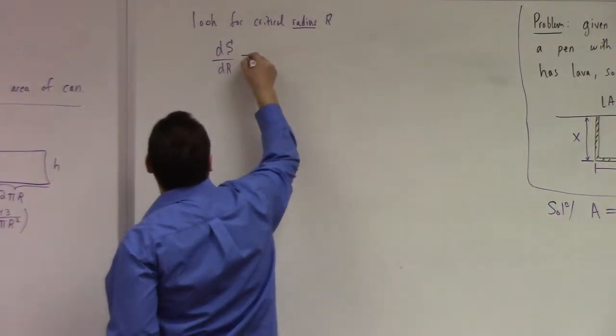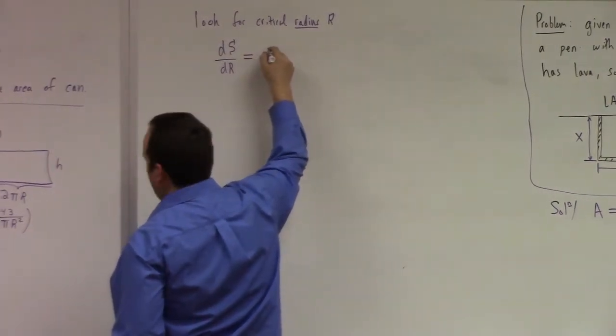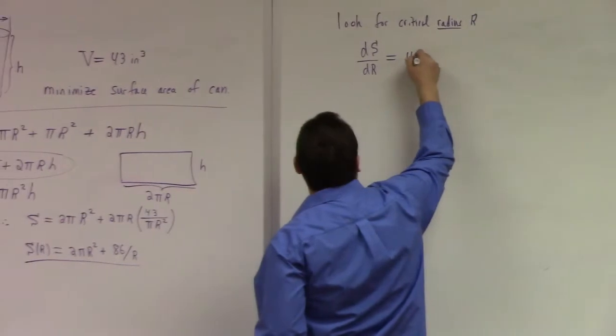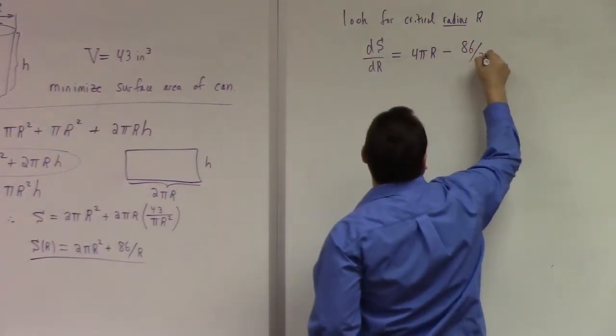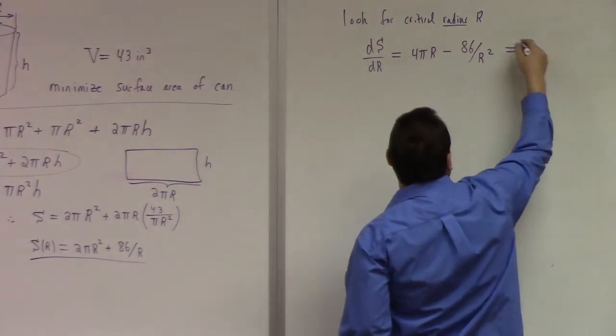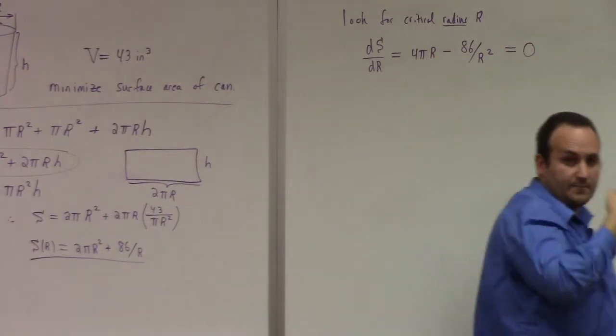equal to 0. So the S prime of r is what? 4 pi r minus 86 over r squared. I want that to be equal to 0. Is there a question? Yep.